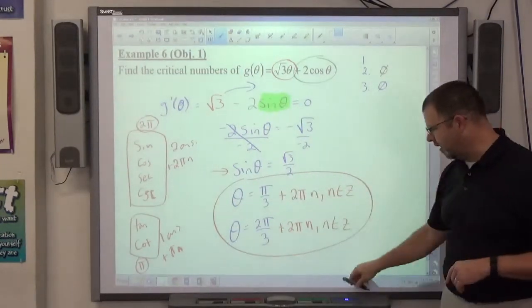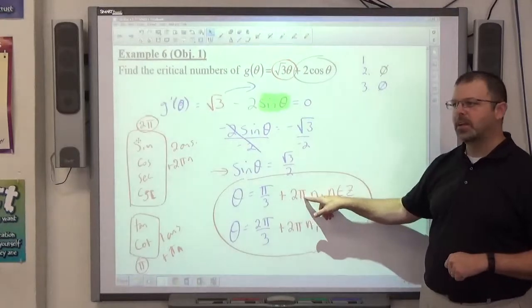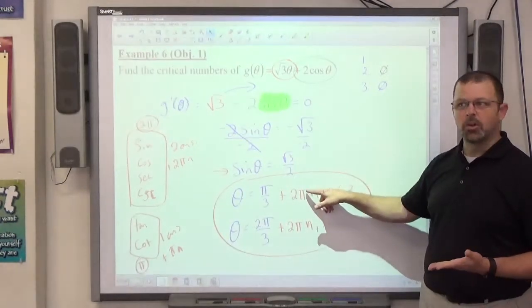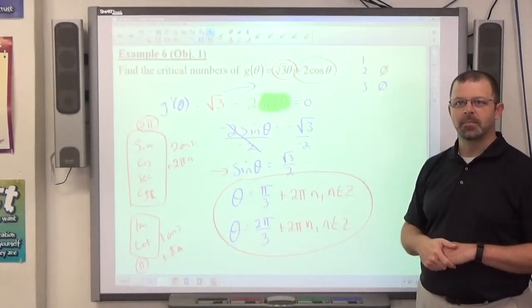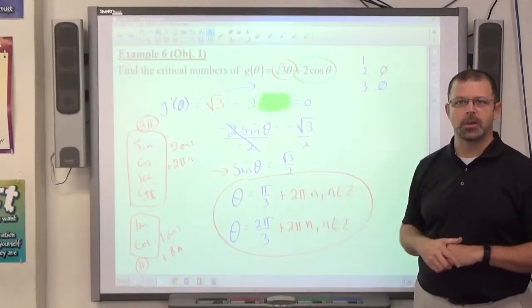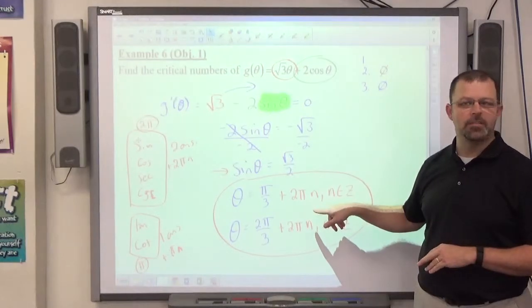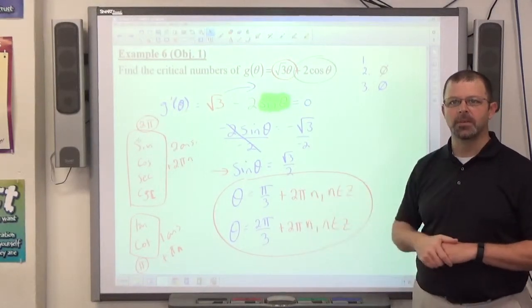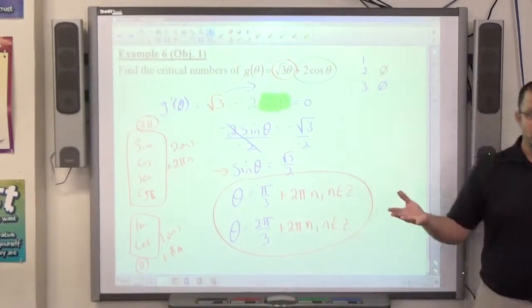Okay, so that's how you write infinity answers. This answer plus every integer multiplied by 2 pi added to that. So -1 times that gets me another one. -2 times that gets me another one. 55 times that gets me another one. 5,965,444 times that gets me another one. All right. So again, you've got all the answers there.